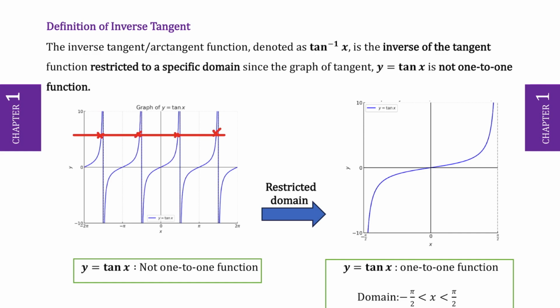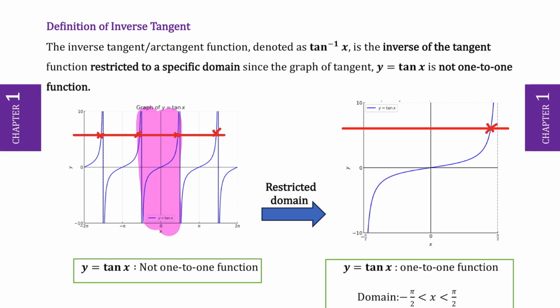In this case, we don't need to find where to restrict. We just follow the asymptotes. Within these asymptotes, we just cut this part here, from minus pi over 2 until pi over 2. If you take this part, it will definitely pass the horizontal line test.